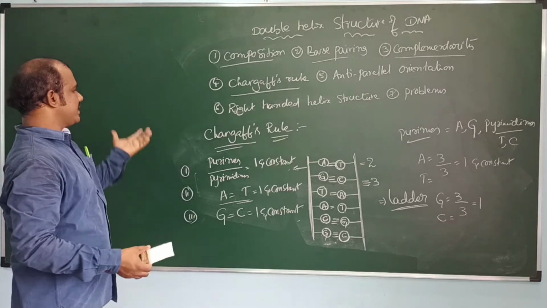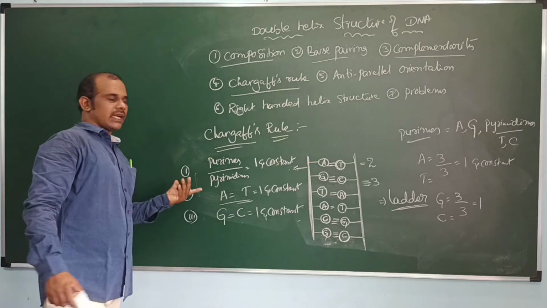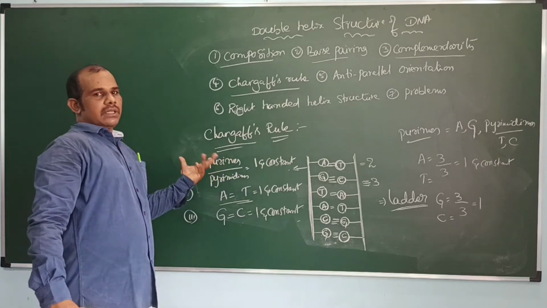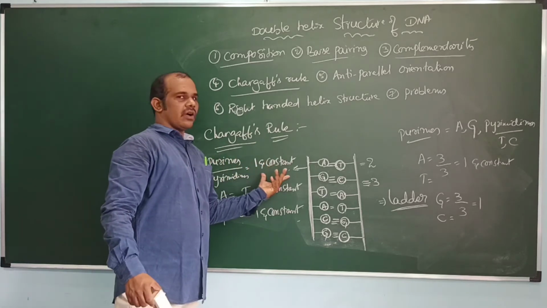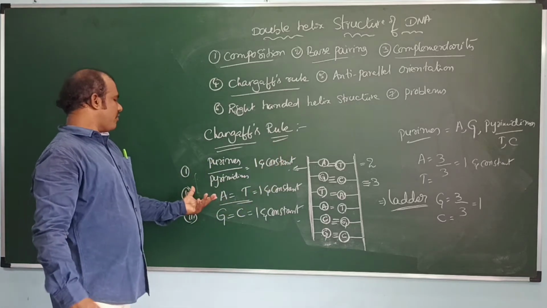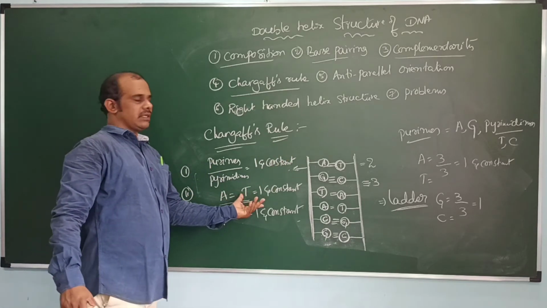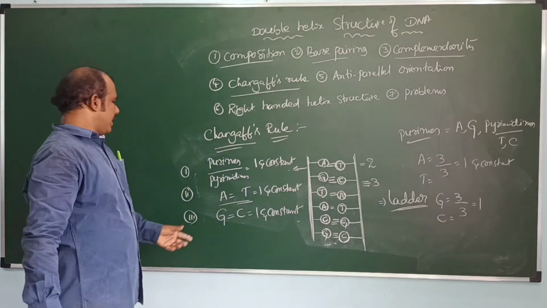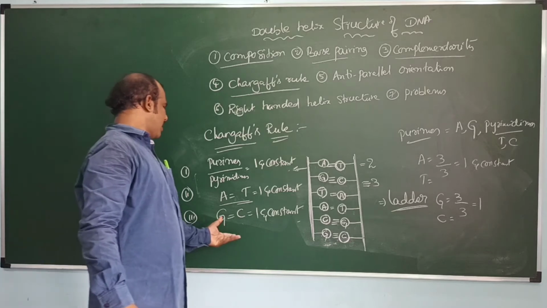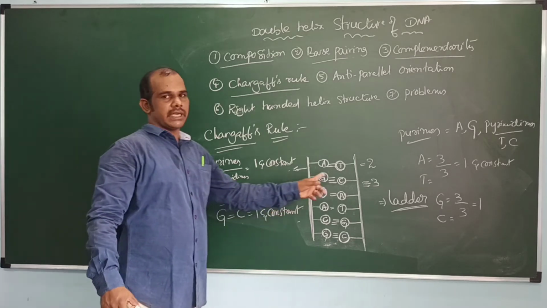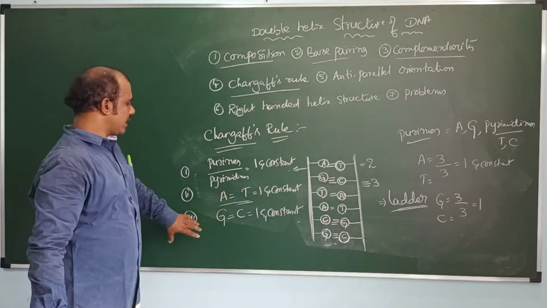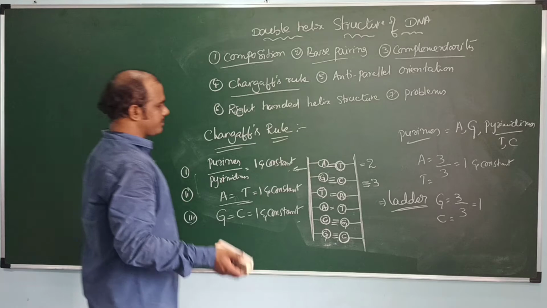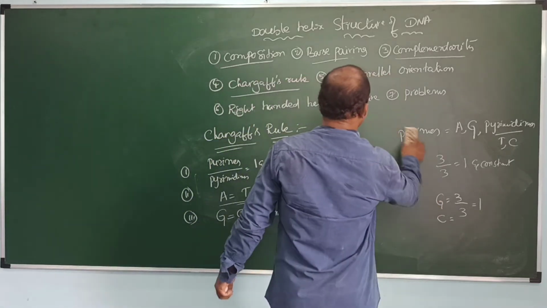Once again, let us repeat Chargaff's rule. According to Chargaff's rule, the number of purines is always equal to the number of pyrimidines, so the ratio is always 1 and constant. The number of adenines is equal to the number of thymines, so the ratio is also 1 and constant. And the number of guanines is also equal to the number of cytosines in a given DNA, so the ratio between them is also 1 and constant. This is Chargaff's rule.